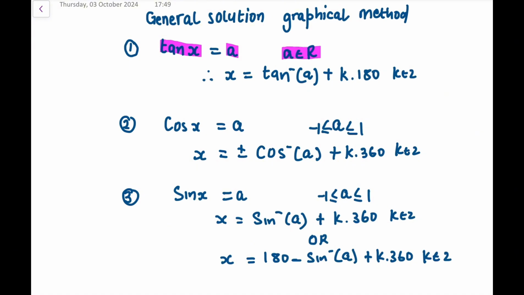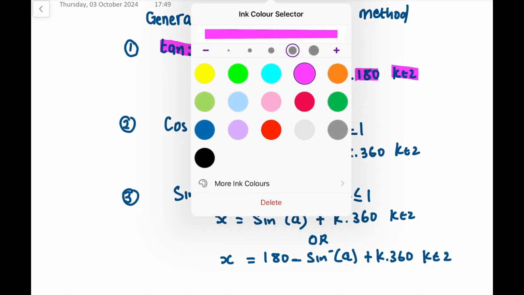So the solution for tan, if we are using a graphical method, we only have one solution, which is x is equal to arctan. So remember arctan, you just press shift on your calculator. Arctan of a plus k multiplied by 180, where k is an element of integers. That is the solution for tangent.